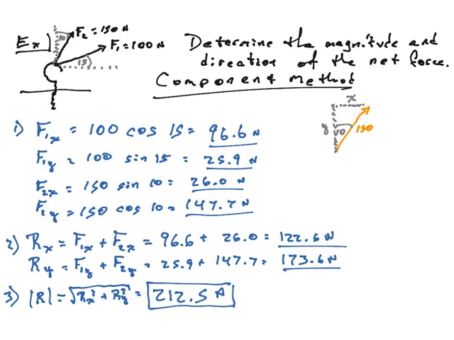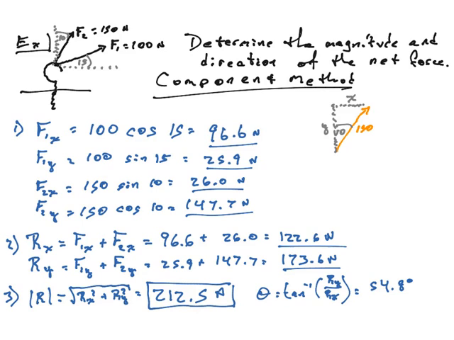So there's my magnitude. What about direction? Theta is the inverse tangent of the y piece over the x piece. All right, so on the calculator, 173.6 divided by 122.6. Then I take the inverse tangent of that number, and that tells me 54.8 degrees.